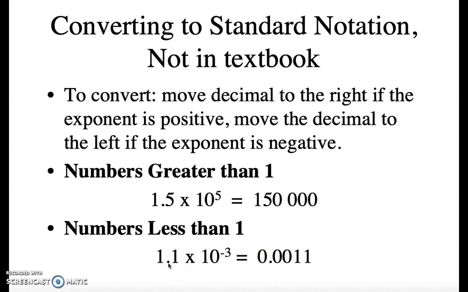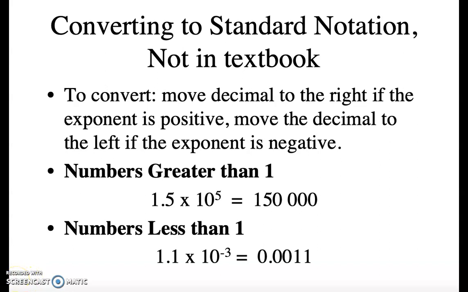Now this is the complete review of converting into scientific notation and back to standard notation. You really need to know the significant figure rules to be accurate. So if you don't know them, go back and look at them. There's only the 5 rules you need to know. But other than that, that's all you need to know. Putting in and putting out.